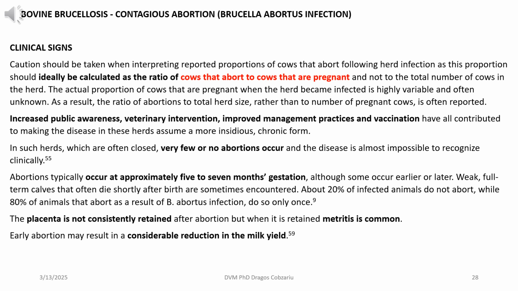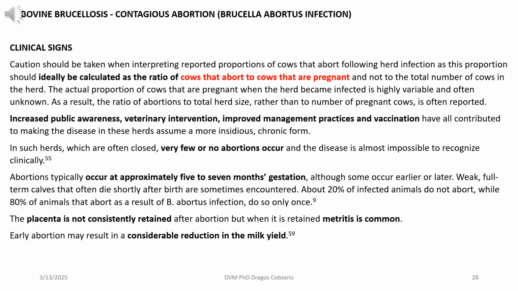Increased public awareness, veterinary intervention, improved management practices and vaccination have all contributed to making the disease in these herds assume a more insidious, chronic form. In such herds, which are often closed, very few or no abortions occur and the disease is almost impossible to recognize clinically. Abortions typically occur at approximately 5 to 7 months gestation, although some occur earlier or later. Weak, full-term calves that often die shortly after birth are sometimes encountered. About 20% of infected animals do not abort, while 80% of animals that abort as a result of B. abortus infection do so only once.